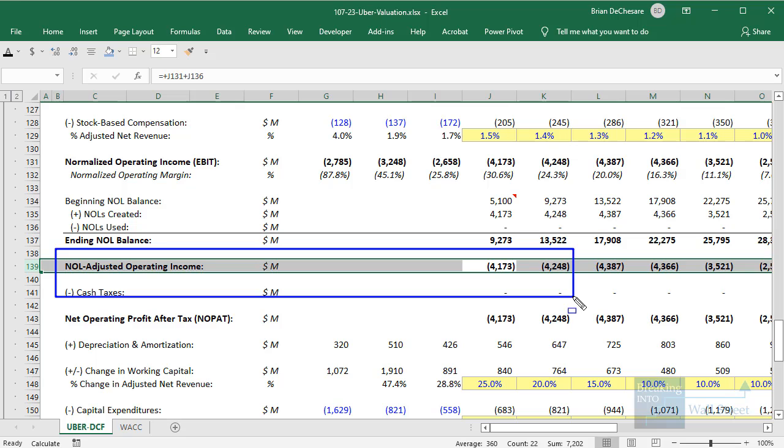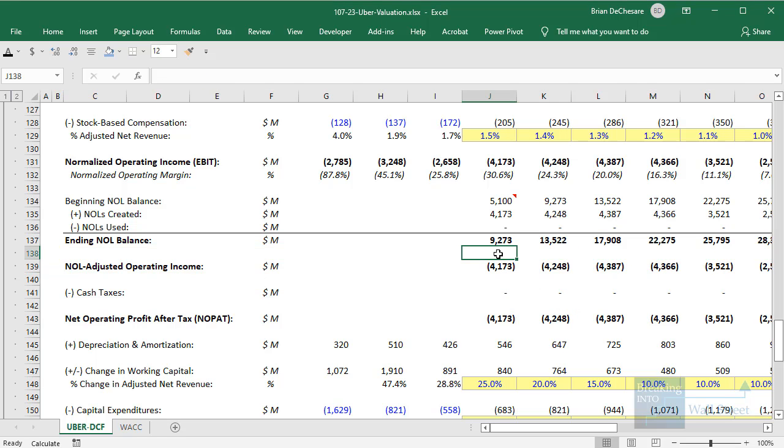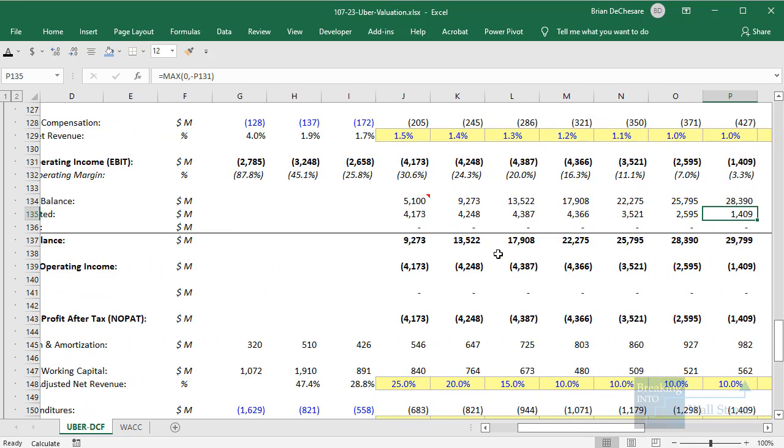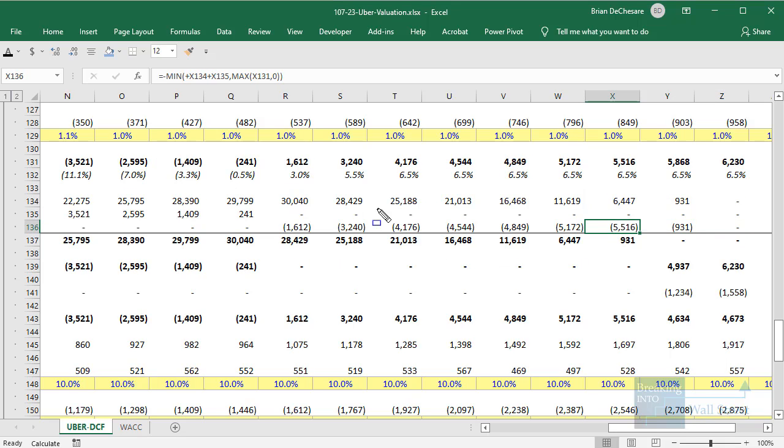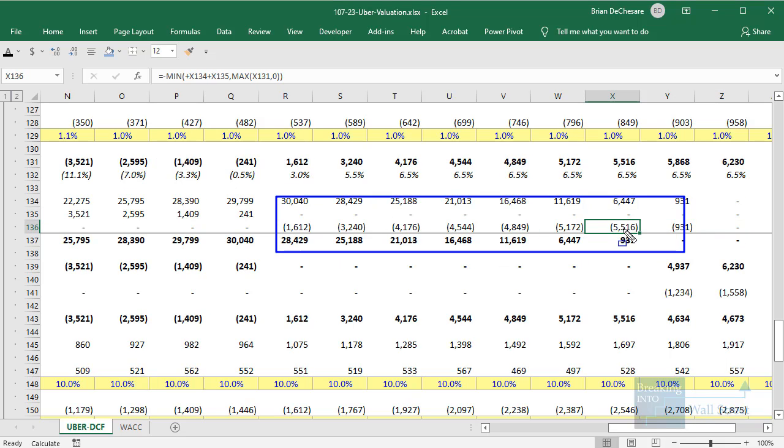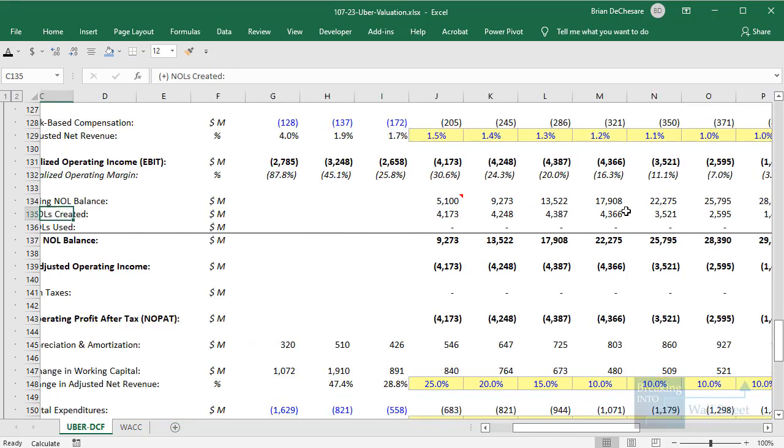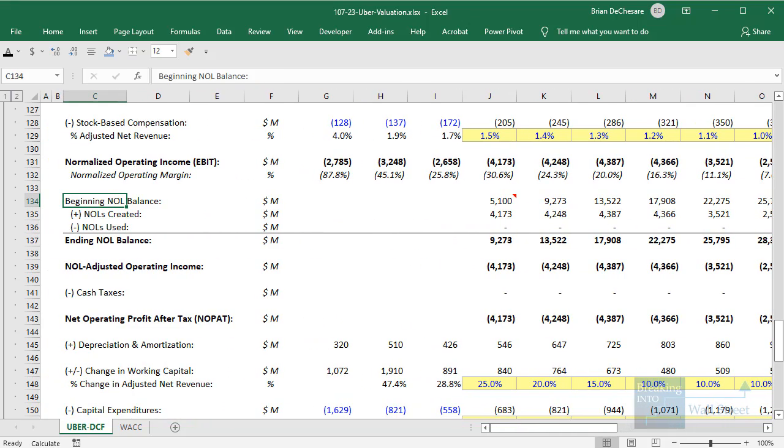So we don't even factor in deferred taxes because of the way we set up the schedule, but we create the NOLs and then we use them up over time as the company eventually turns profitable in future years. So you should probably do that if you're dealing with a company like this and you have the time.